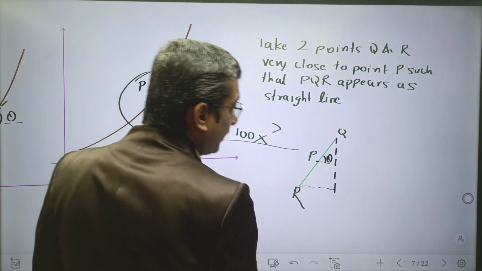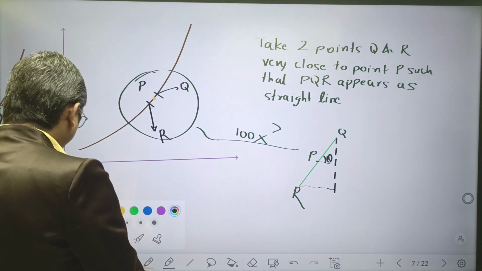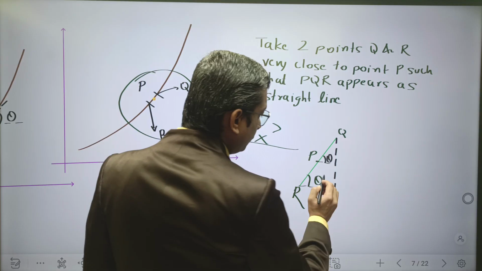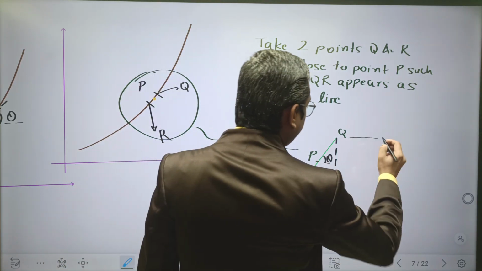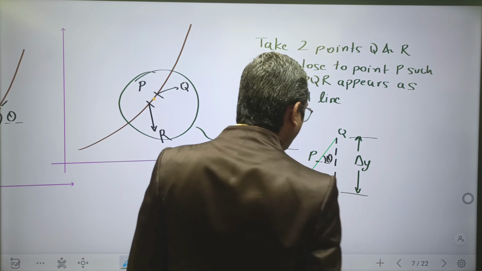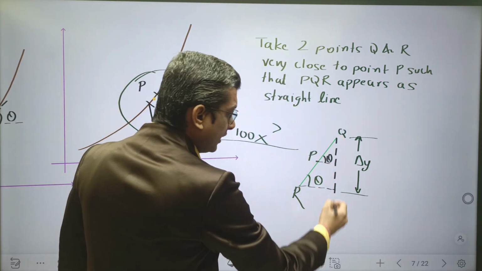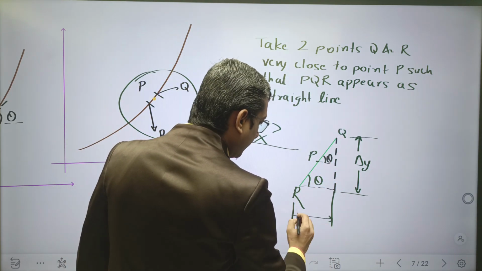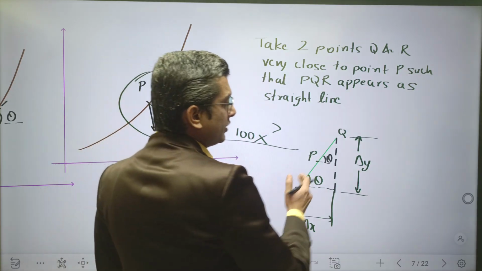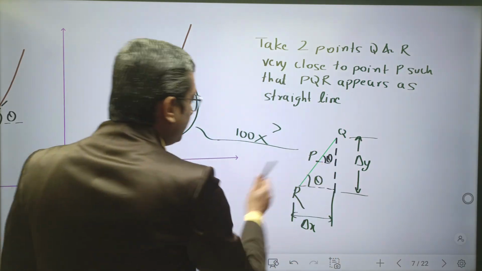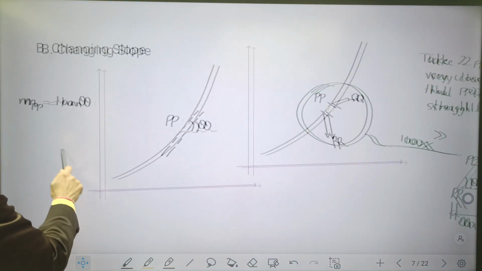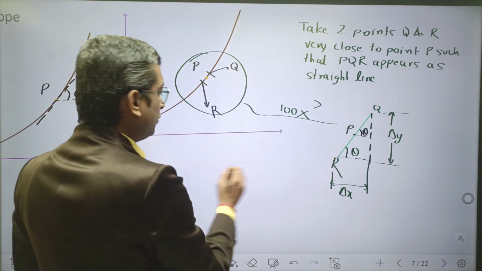So this is theta. Now what happens, since this is a straight line, if this is theta, then this also will be theta, isn't it? So this distance is rise, represented by delta y, that is change in y coordinate as you move from R to Q, and this distance is given by delta x, that is run, that is change in x coordinates when you move from R to Q. So the slope at point P is equal to tan theta, as we have seen here. But how can we find the value of tan theta?